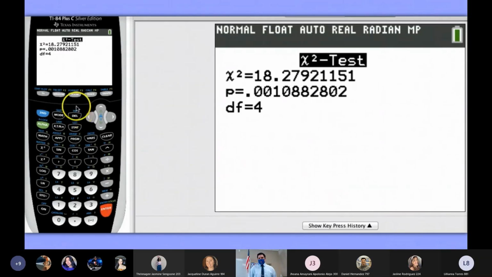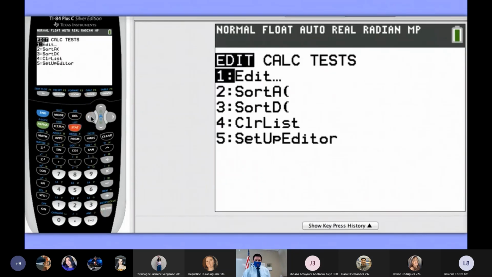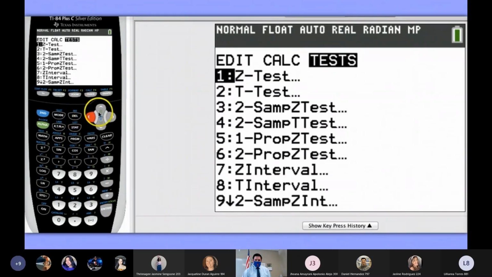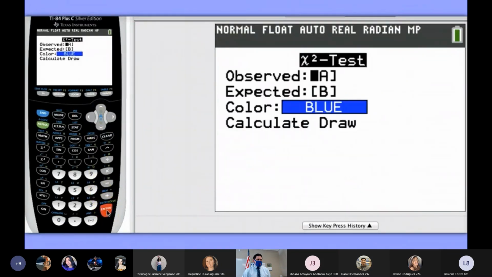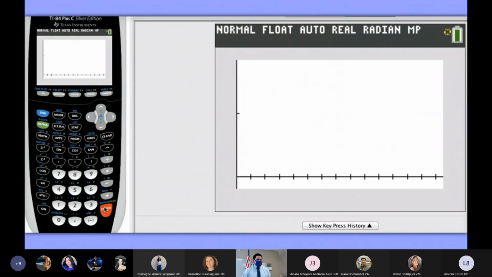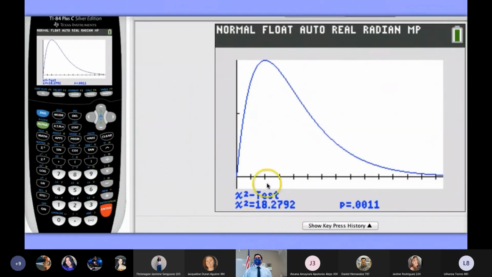We also have the option of drawing the chi-squared distribution. So let's go back to chi-squared test again. And instead of choosing calculate, let's choose draw. We can see the chi-squared distribution being drawn, and at the bottom of the screen we see the chi-squared test statistic and the p-value. Because this p-value is so small, we don't really even see the shading in the end of the distribution here.